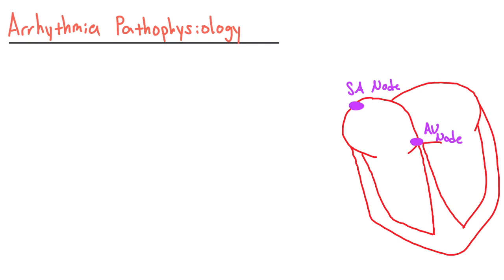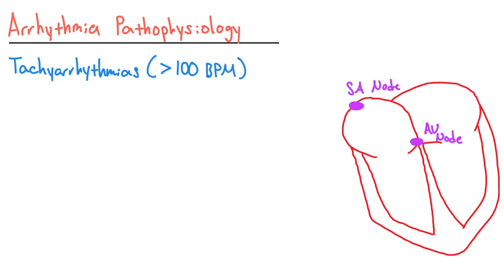Before we start talking about any specific arrhythmia, let's take a look at some of the pathophysiology that can predispose a patient to a specific type of arrhythmia. We'll first start with our tachyarrhythmias. And tachyarrhythmias are any rhythm or rate issue where the rate is greater than 100 beats per minute.